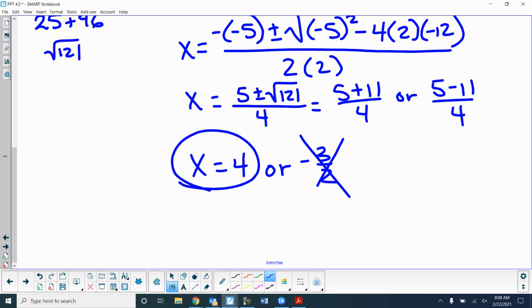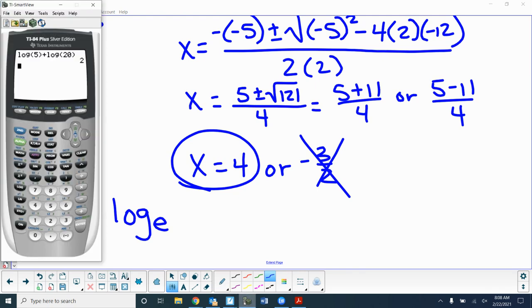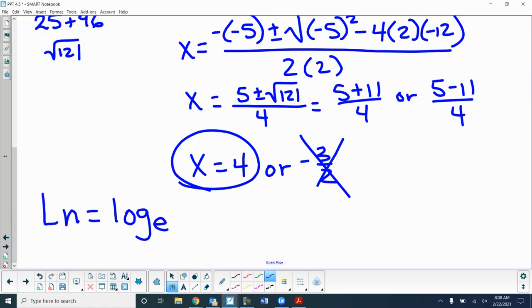A lot of times that happens. One of them works, one of them doesn't. But you got to check in the original. What's the base for natural log? What's the base? Somebody knows. E, right. That e value. There's a natural log button right under your log button. So, if you have to do that.